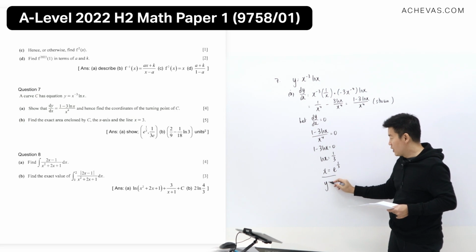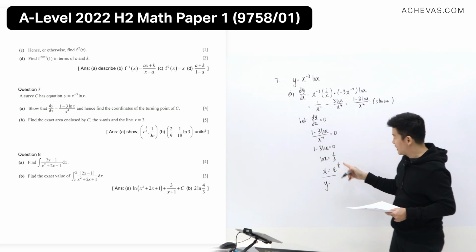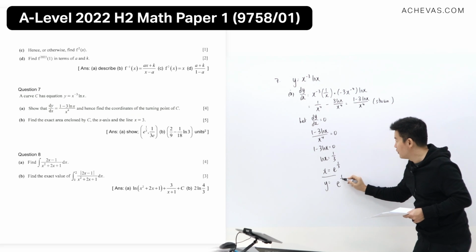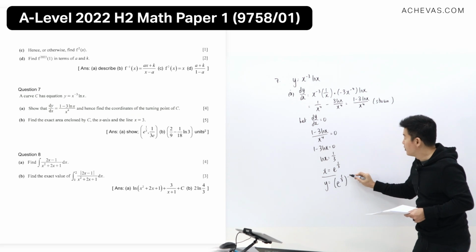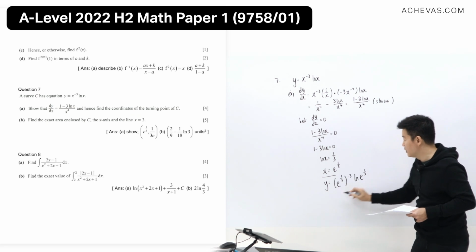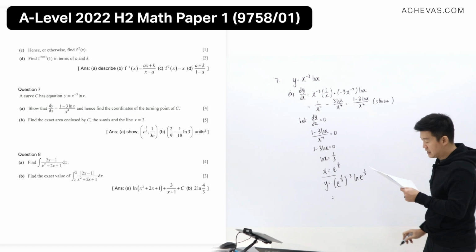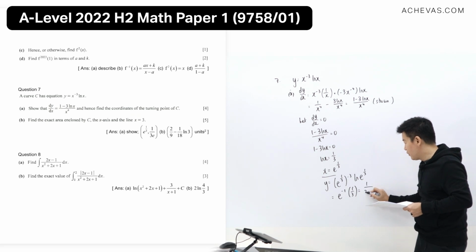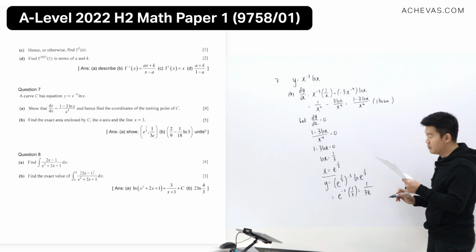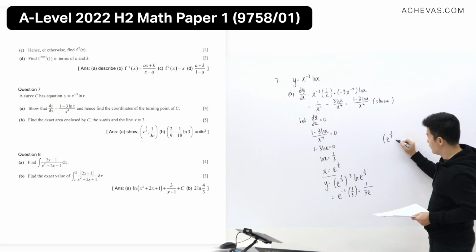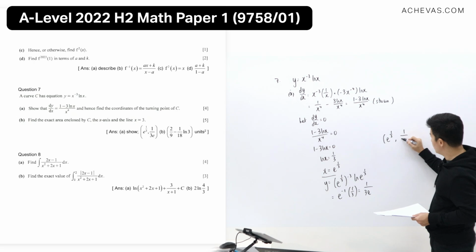So from here, we are going to find the corresponding y coordinate by substituting this back into this. So we will have e to the power of 1 over 3, to the power of negative 3 ln x, which is going to be e to the power of 1 over 3. So this, we are going to get e to the power of negative 1. And this is going to be 1 over 3, so this will be 1 over 3e. So the coordinates of the turning point are e to the power of 1 over 3, and the y coordinate will be 1 over 3e.